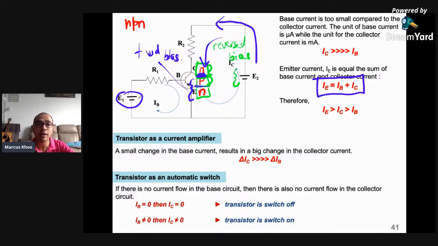And how do we do that? We supply the base current, or the voltage. There must be enough voltage to make sure that this depletion layer becomes smaller.